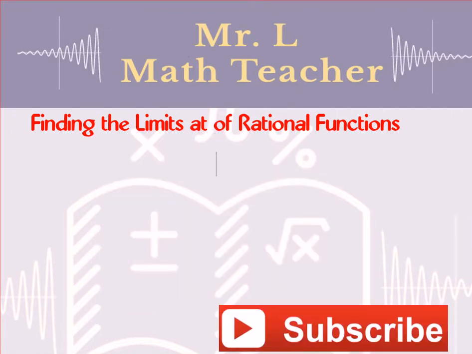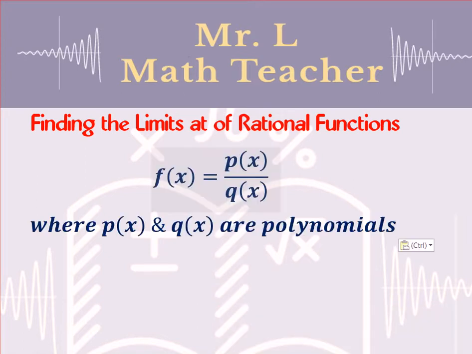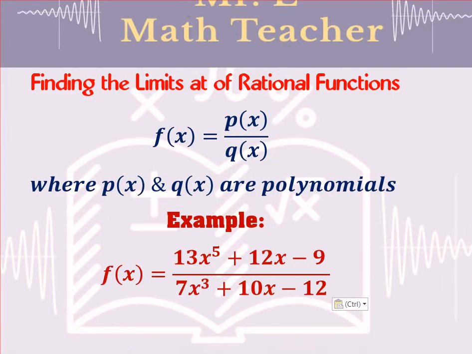So first of all guys, let me start by reminding you of the meaning or the definition of a rational function. Rational functions are functions in the form p of x divided by q of x, where p of x and q of x are both polynomial functions. So as an example, f of x equals 13x power 5 plus 12x minus 9 divided by 7x power 3 plus 10x minus 12. This function is a rational function.